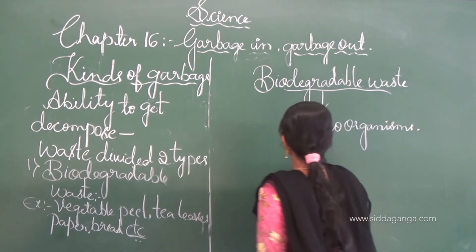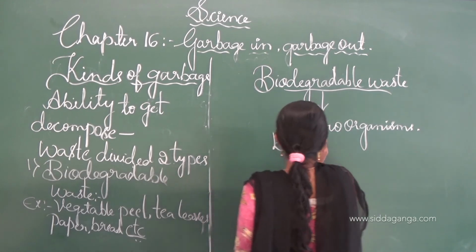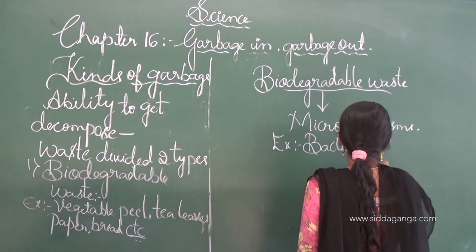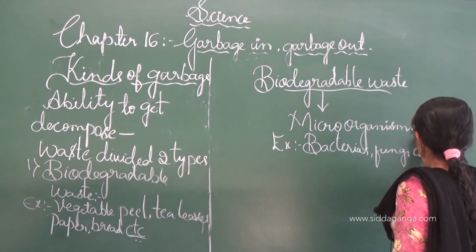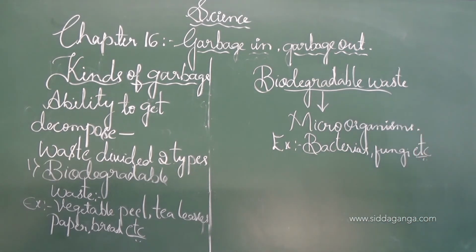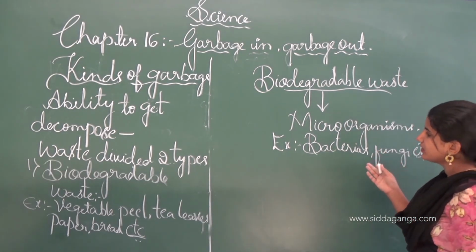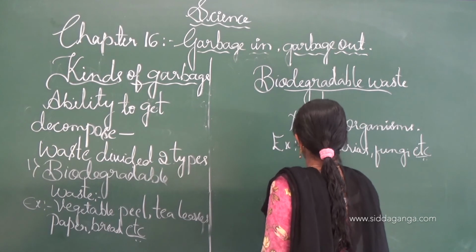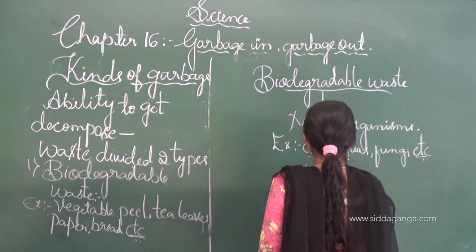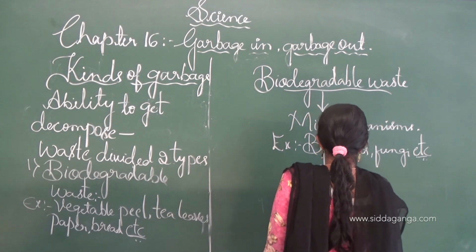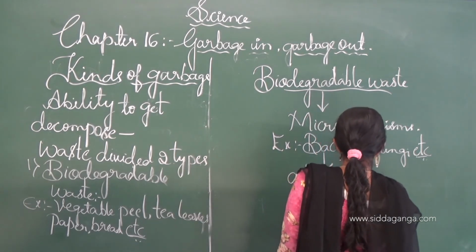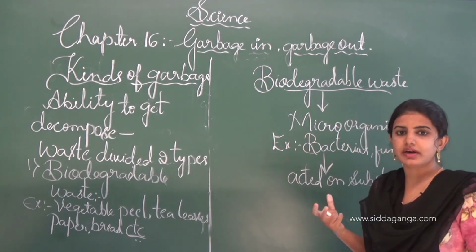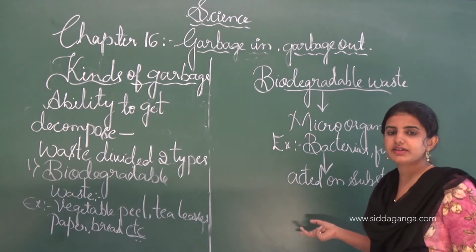See, microorganisms are nothing but bacteria, fungi, etc. These are examples of microorganisms. When these organisms act on a substance, slowly they cut down the vegetable peel and household waste.